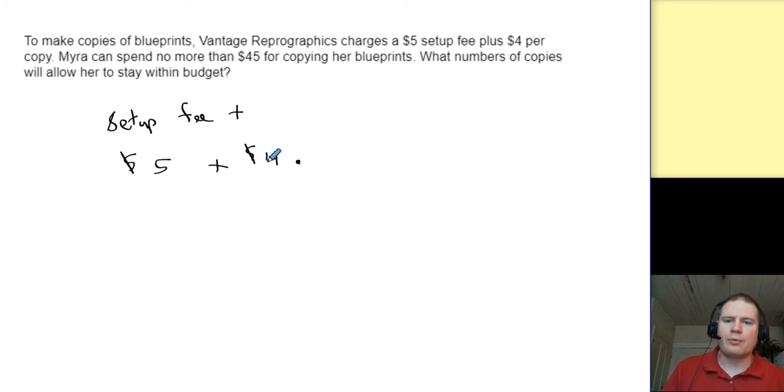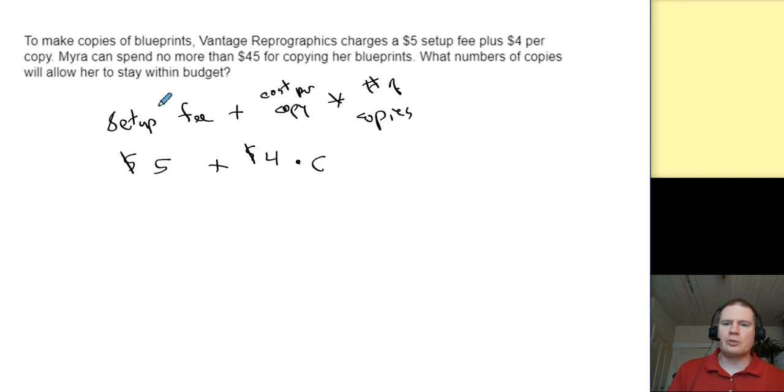So $4 for the first copy, times the second, times the third, right? So we've got the setup fee, we've got the cost per copy times the number of copies. Here's our model in words, the setup fee plus the copy fee. That's going to be the total price. Total cost, total price, whatever.